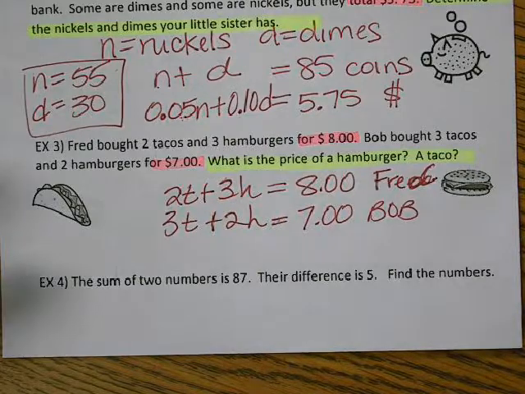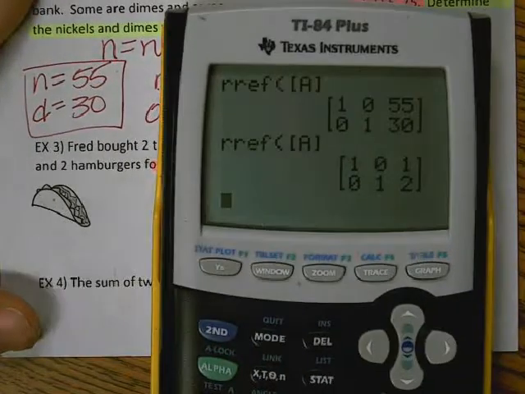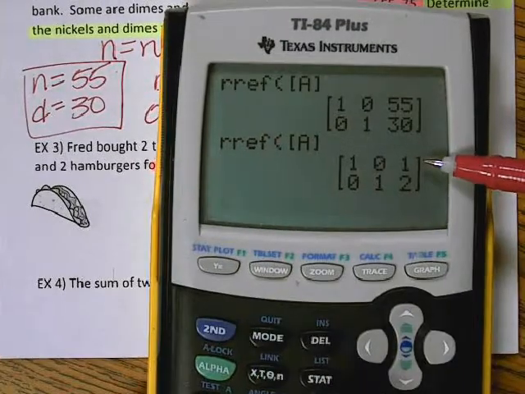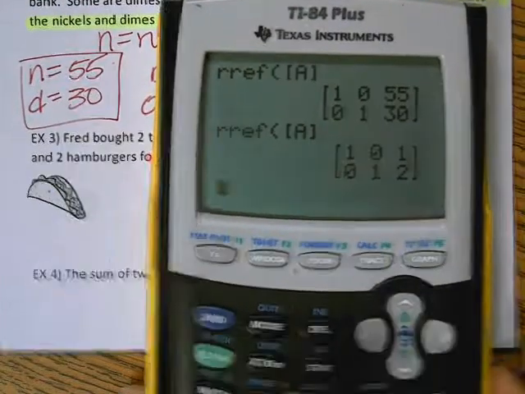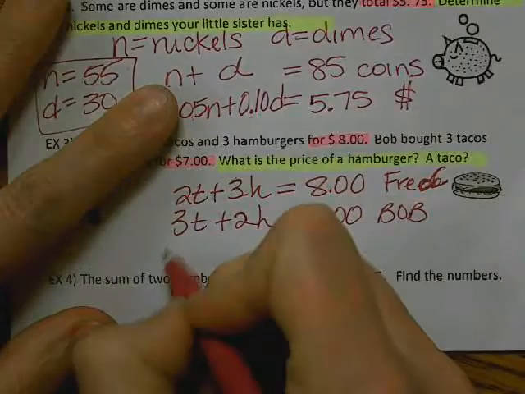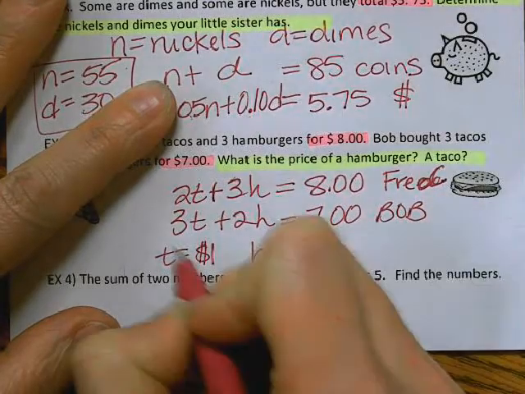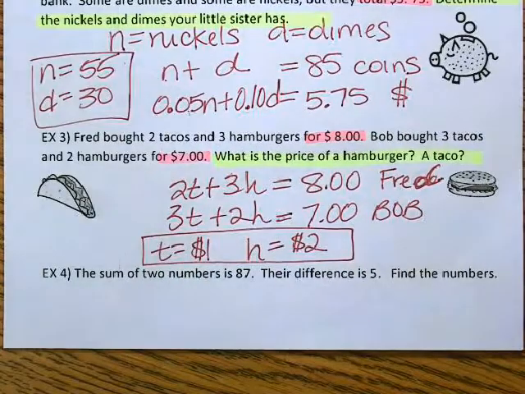Okay, so on my matrix, when I'm finished, I notice it says 1 and 2. 1 is the one that came first in my equation, and 2 is the one that came second in my equation. So tacos came first, so tacos are $1. And hamburgers came second, so hamburgers are the $2 that were in my equation.